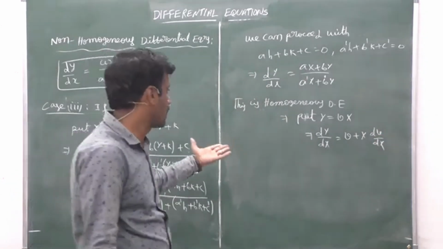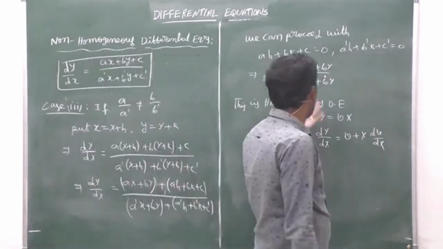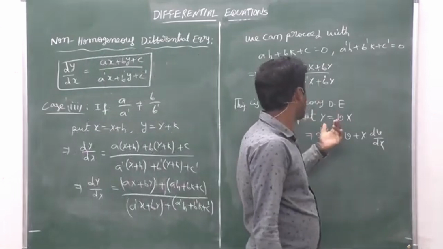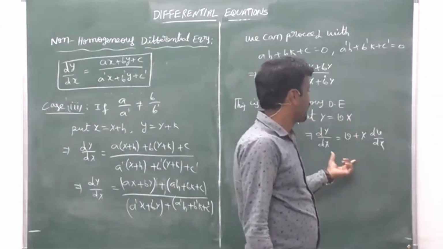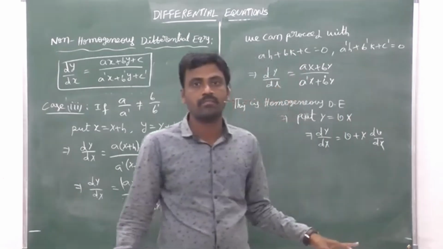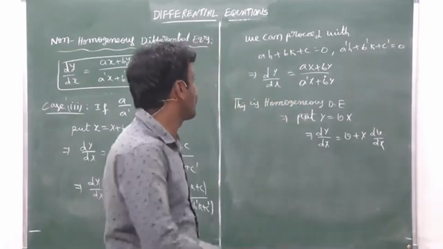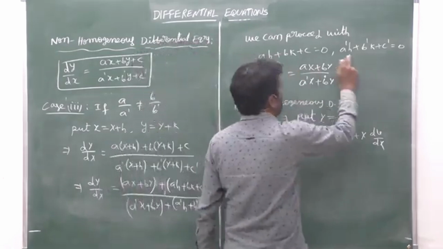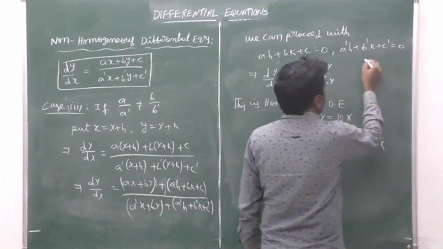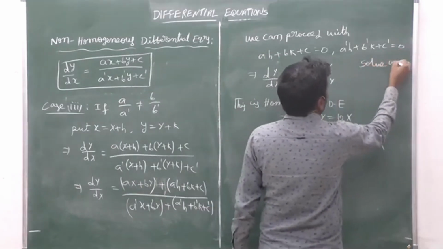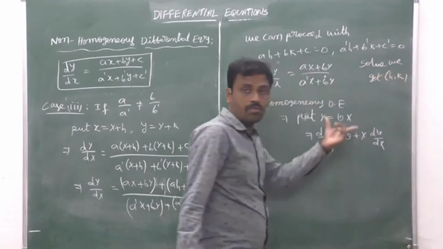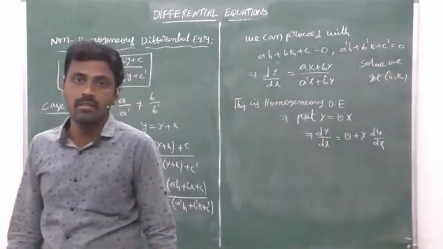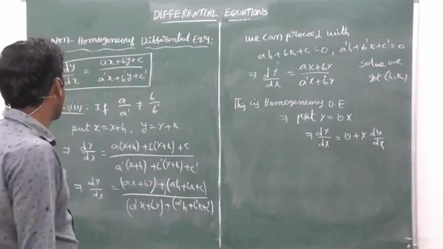Okay. From this onwards, we can proceed with the homogeneous method, that is put y equal to vx. From this we get the variable separable method. Next, finally we can substitute h comma k values. From these two equations we can solve, we get h comma k. Finally we can substitute h comma k values. Okay, that is case 3.